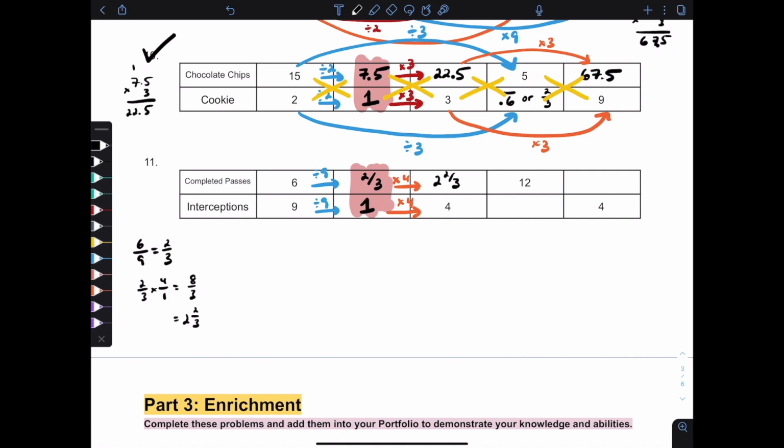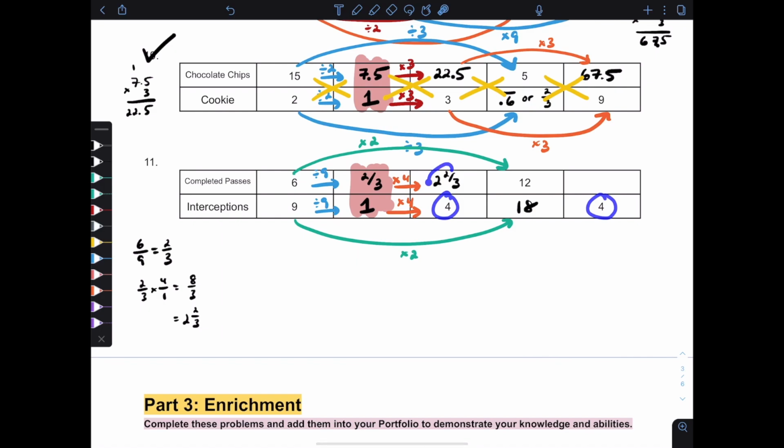And now to get to 12, I want to use the 6. I think that's not bad. So times 2. 9 times 2. So some of these are easier than others. This is going to be 18. And then for this last part, we have the 4 at the end. Oh, this is kind of silly. I forgot about this. These are the same numbers, so this number should match this number. That was just an accident, but you're welcome for the freebie. That's 2 and 2/3. Okay, that is number 11.